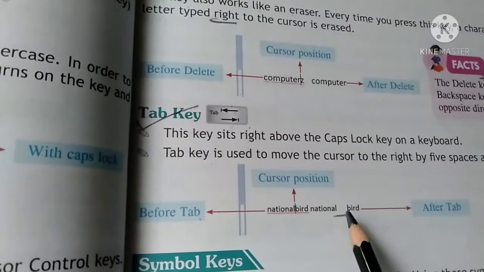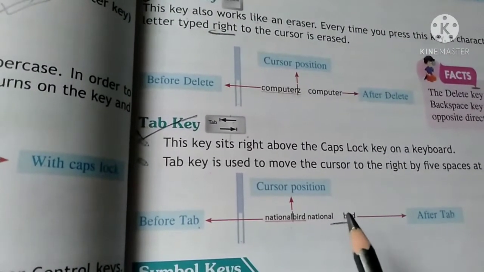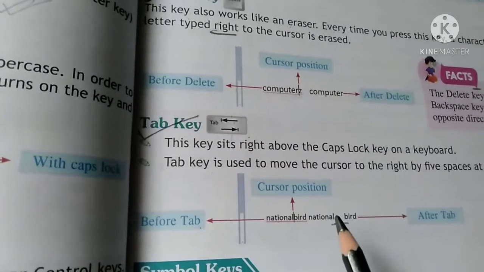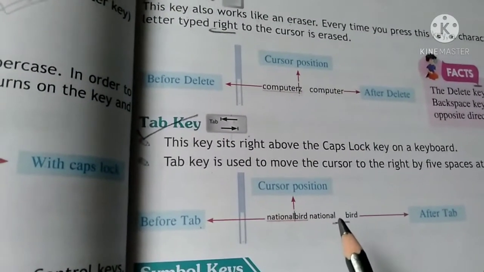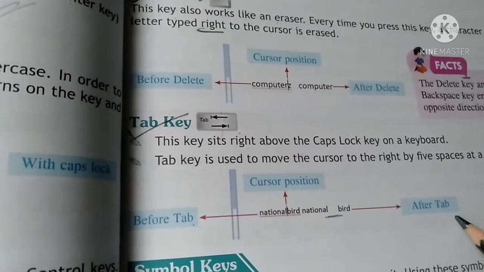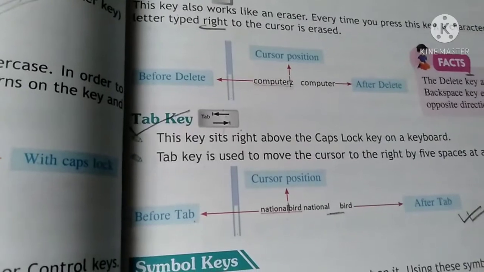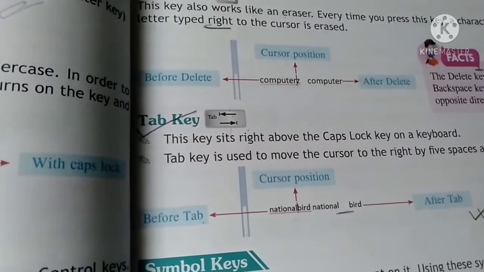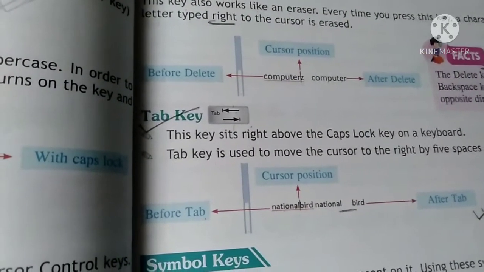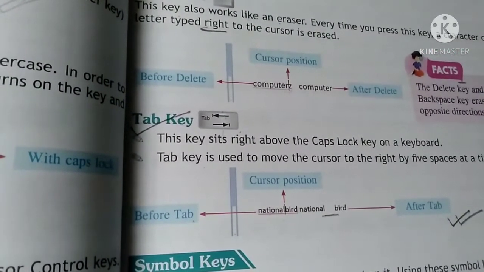Okay, so today we have learned special keys like the caps lock key, arrow keys, backspace key, delete key and the tab key. Okay, so please learn it carefully, read it, and also go through the examples that are shown here in the book. Okay, so all of you children, next day we will start the symbol keys.